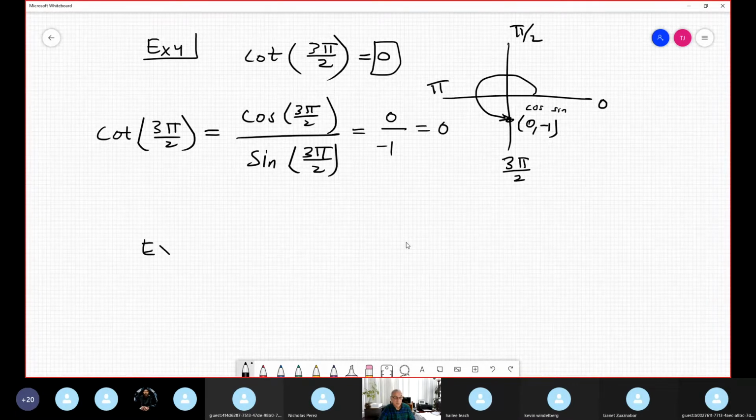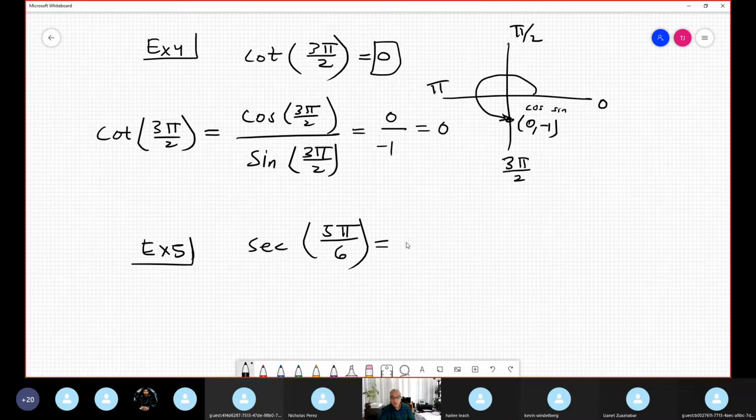Example 5. Secant 5 pi over 6. 5 pi over 6. And what quadrant lie 5 pi over 6? Second. Second, very well. You are good.